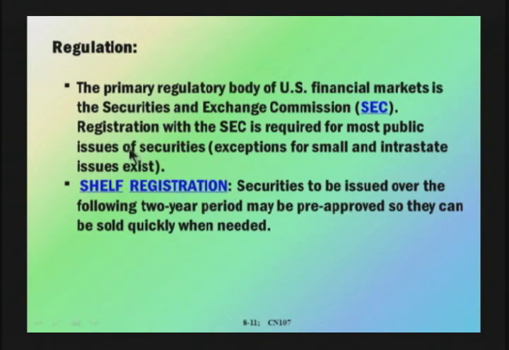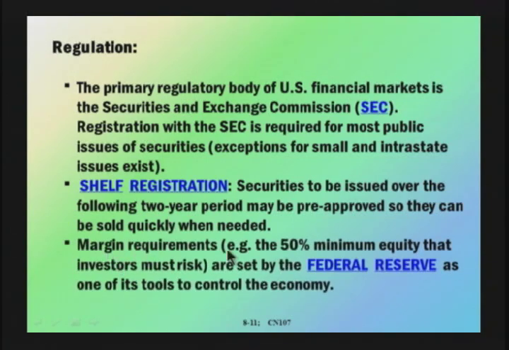So shelf registration lets us pre-register securities and issue them over the following 2-year period. You don't have to issue them all at once. You have this 2-year window in which the stock can, quote, sit on the shelf, and you can pull it off the shelf when you need to and issue it bit by bit over the following 2-year period. So that is shelf registration. It's pre-registering securities and getting a 2-year window to issue the stock.